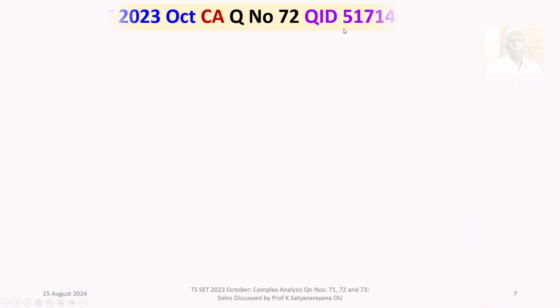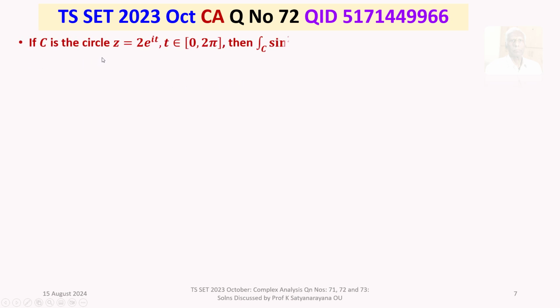Question number 72, with the given question ID shown here. The given question is, if C is the circle z equal to 2e to the power of it, where t belongs to the closed interval 0 to 2 pi, then the integral taken round C of sine square of 1 by (z minus 1) dz is equal to. We are given four options.